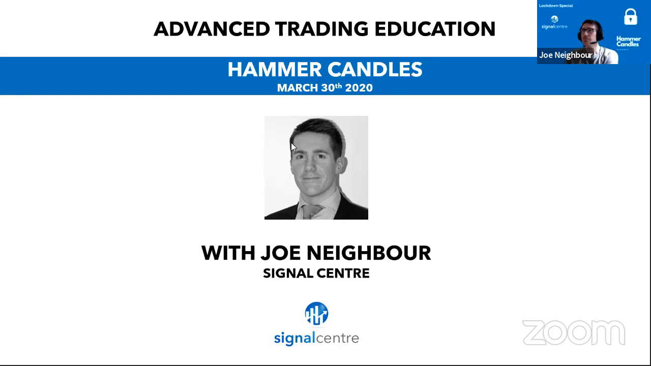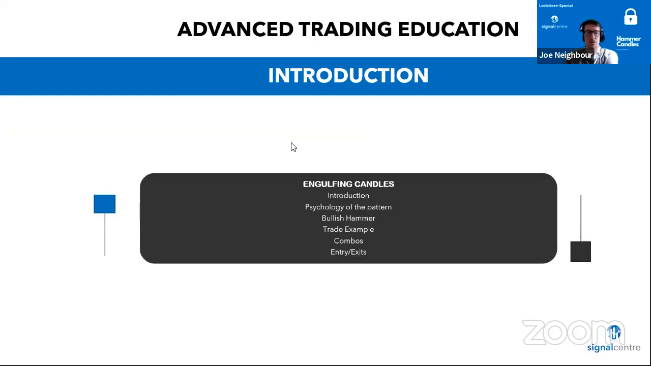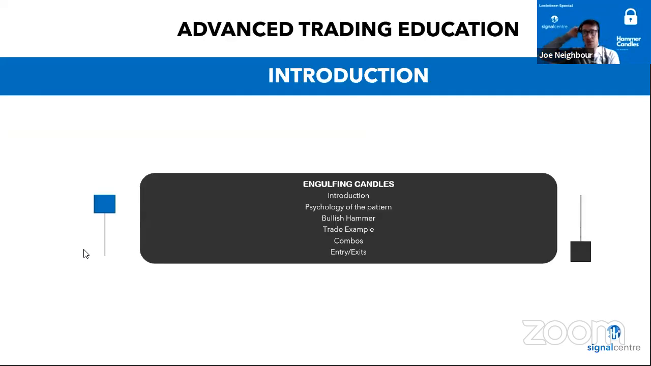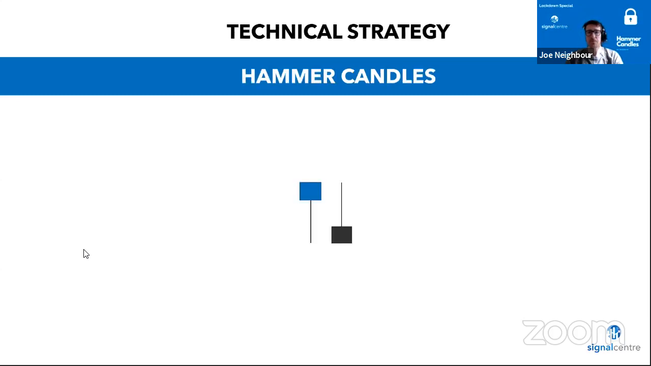So, hammer candles. Okay, first mistake. That should say hammer candles. I'll change that. But what I'm going to go through is just an introduction on hammer candles, talk about the psychologies behind the pattern, talk about the bullish hammer in a bit more depth, then talk about some trade examples, talk about combinations and where you should be looking to find hammer candles and where they potentially work best, and also talk about some entry and exit strategies using the hammer candle.